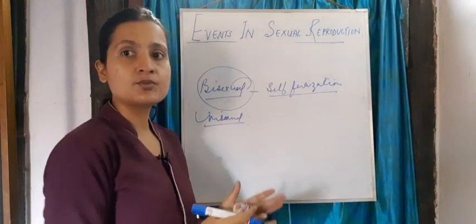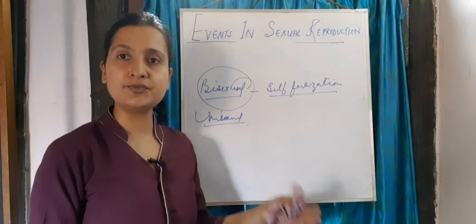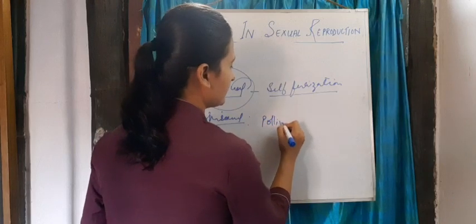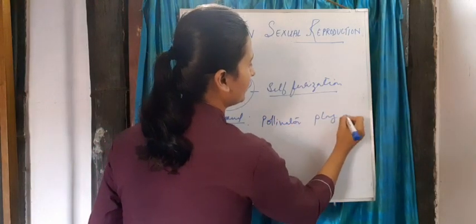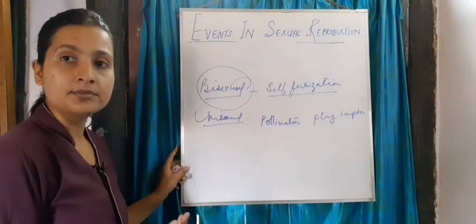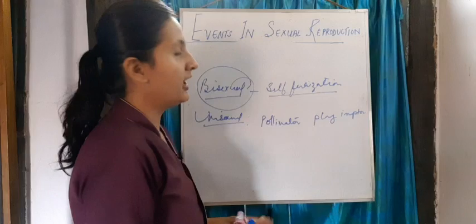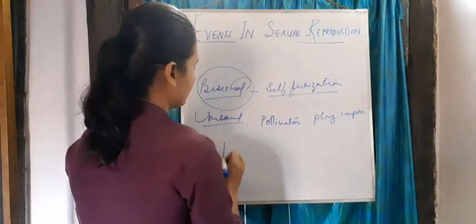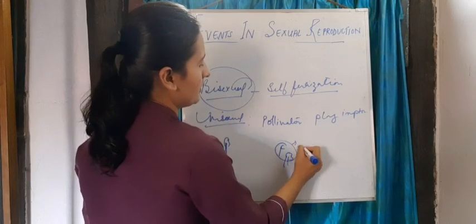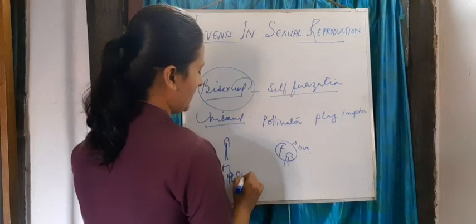In unisexual plants, those which bear different sex organs and produce different gametes, pollinators play an important role. Now who are these pollinators? A pollinator may be an animal, an insect, or some other organism, and air is also a pollinator. Suppose this is a male flower and this is a female flower. The ovum is produced by this, and this is the pollen grain. So the male gamete is the pollen grain.